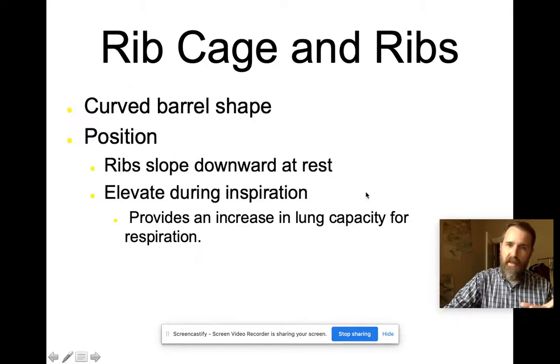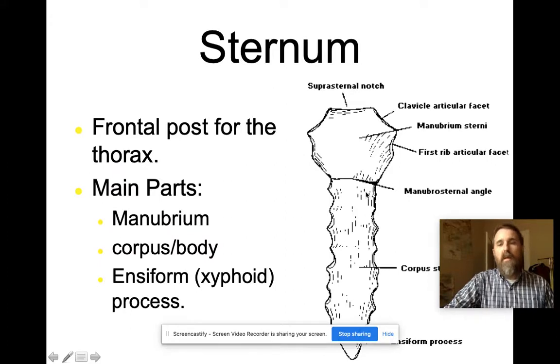This is what I just said here. I've already said that. So now getting to the sternum.